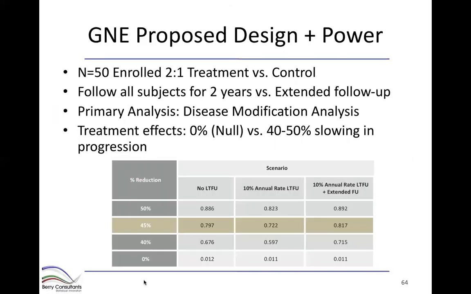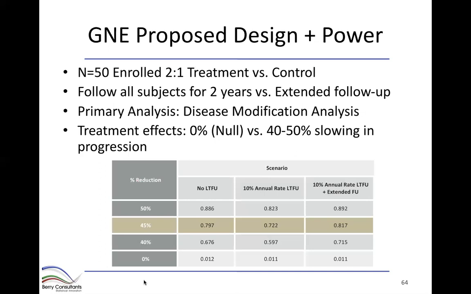And like we did with DIAN, we can also use our disease progression model to create virtual patient simulators, to understand power of proposed designs. So here is one example of a proposed design where we have 50 subjects enrolled, 2-to-1 treatment versus control, and we follow all subjects for 2 years is one set of power numbers. I'm also going to show power for extended follow-up. So this is the subjects who are enrolled at the beginning of the study may be followed for like 2.5 or 3 years, depending on how long it takes for the last subject to enroll to get to 2 years of follow-up.